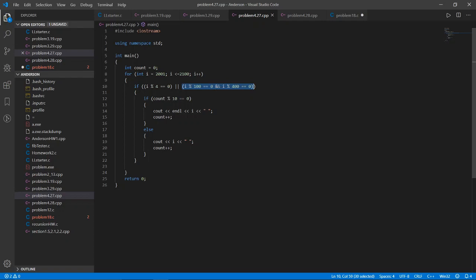We had to get this as one section together with the and, so that way it accounts for all leap years. And then this line is what makes it have 10 years to one line, as the homework stated. So if our counter is divisible by 10, we know there are 10 in a line, and it will cout endl, so it will go to the next line.